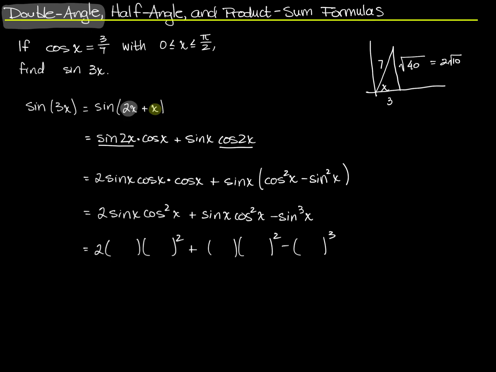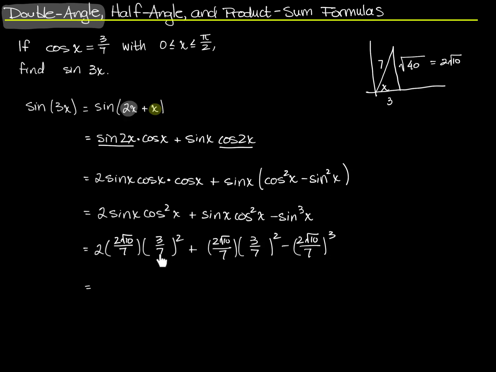Here's my angle x. The sine of this angle is root 40 over 7, or 2 root 10 over 7. So everywhere I saw a sine, I'm going to write 2 root 10 over 7. The cosine of that angle is 3 over 7. In fact, I was given that. So I can just write 3 over 7 wherever I see a cosine. And now I can simplify.